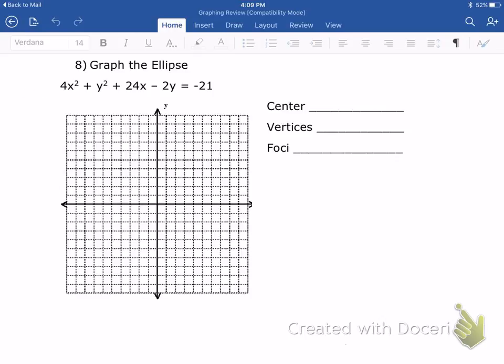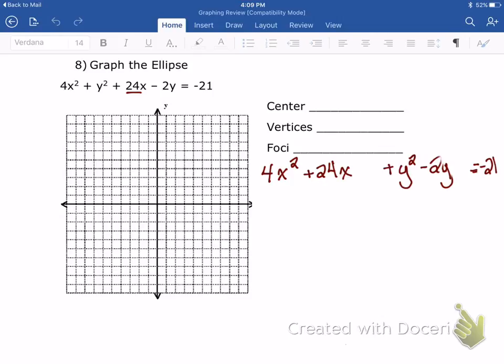So I am going to take my original problem, and I have 4x squared, and I am going to pair it with my 24x. Then I'm going to leave a little space because I am completing the square, and then I'm going to put my y values together. So I have y squared minus 2y equals negative 21.